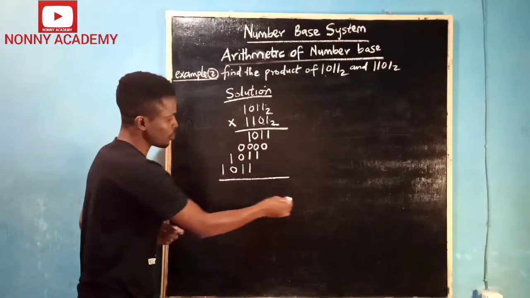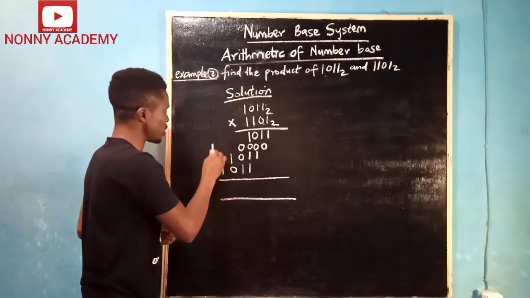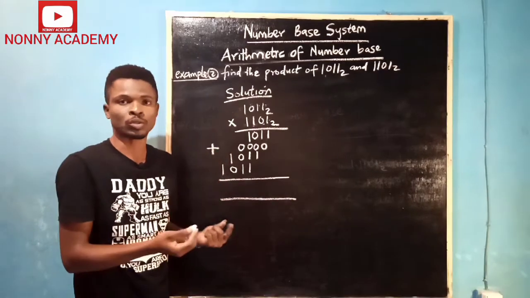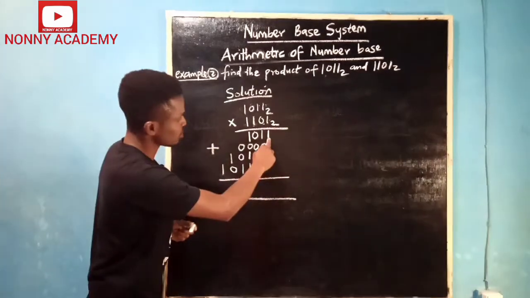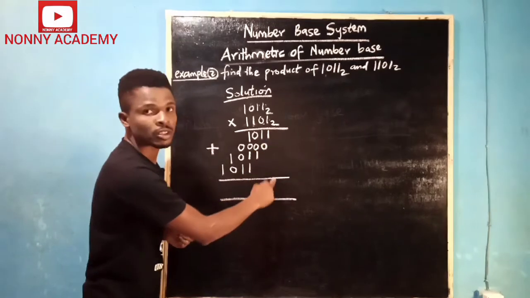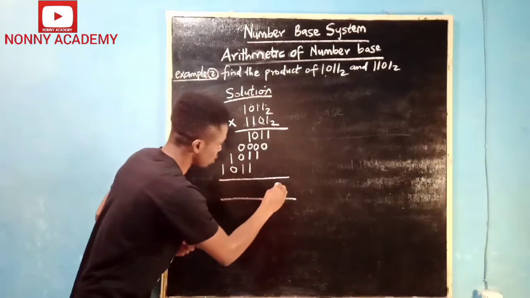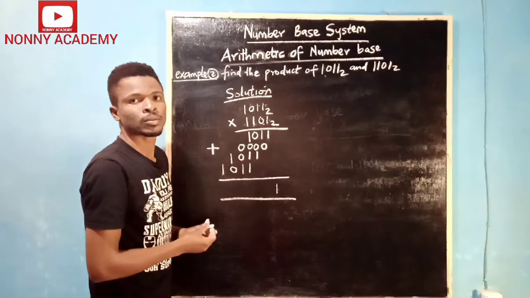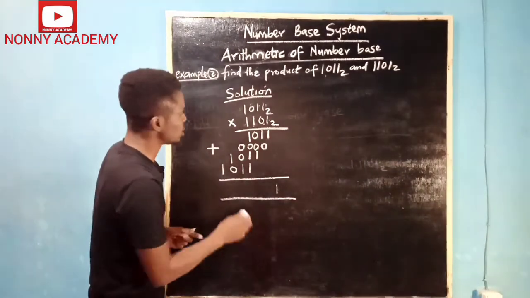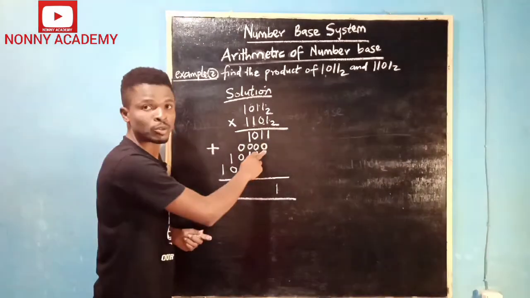Now I will add up everything to get my final answer. Addition. So here we have 1. 1 adding nothing will be 1. I'll write down 1 for this. Then the next one, 1 plus 0 is 1.